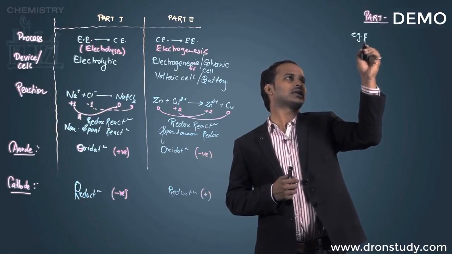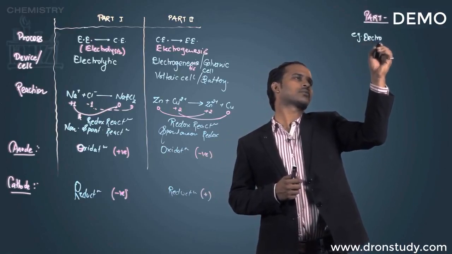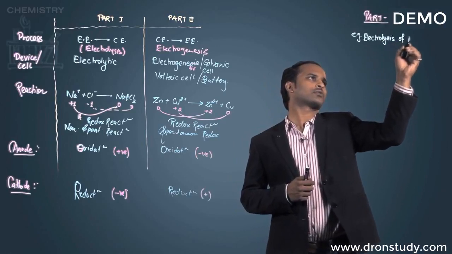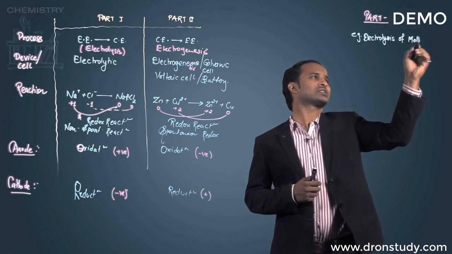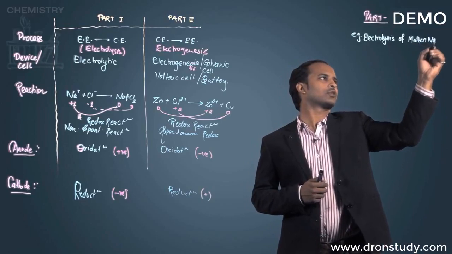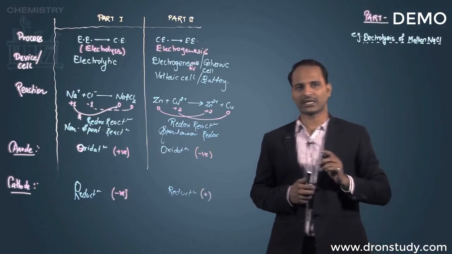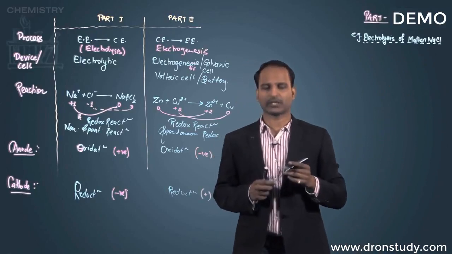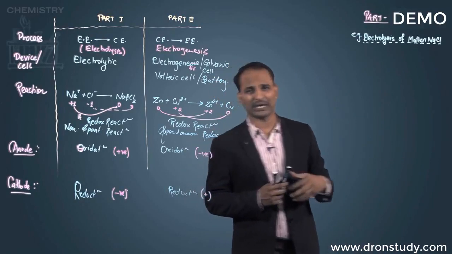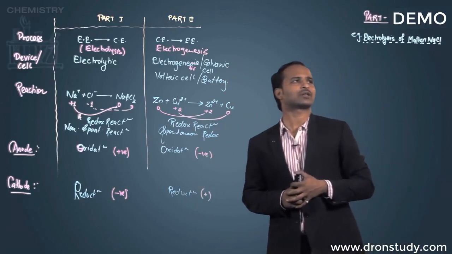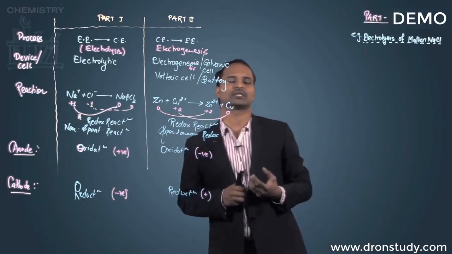Example: electrolysis of molten NaCl. Molten NaCl means liquid NaCl. NaCl can be converted into liquid either by heating or by dissolving in water. So here I am doing electrolysis of molten NaCl, which means we are just heating it.